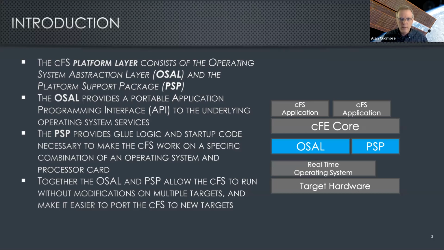So what do I mean by this specific combination? A couple of examples include a Raspberry Pi running Linux or the POSIX OSAL, or a RAD 750 running VxWorks. Together, the OSAL and PSP allow the CFS to run without modifications on multiple targets, and it makes it easier to port the CFS to new targets. At Goddard, this enables us to run the exact same CFS code on our biggest flagship missions all the way down to our smallest CubeSats.